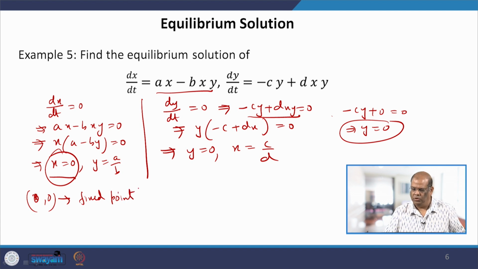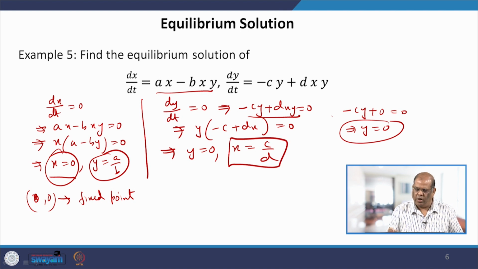Now, you put y equal to a by b. If you put y equal to a by b, you can see here the computation gives x equal to c by d. So, another solution is (c by d, a by b).